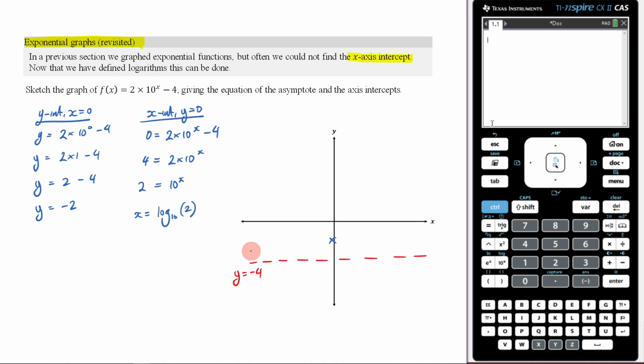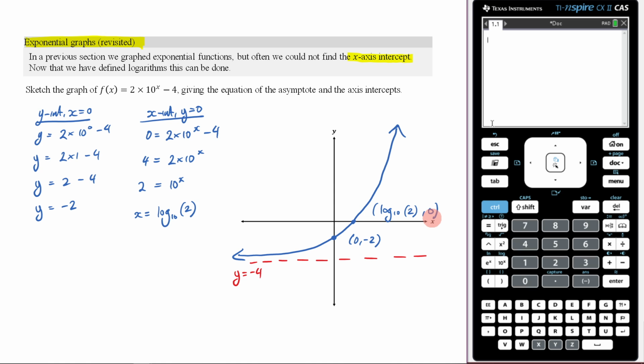So that means our graph is going to look something like this. Let me get rid of that. It's going to look something like that. This point here is going to be 0, -2. That's not a negative, let me try that again. 0, -2. And then this point right here is going to be log base 10 of 2, 0.